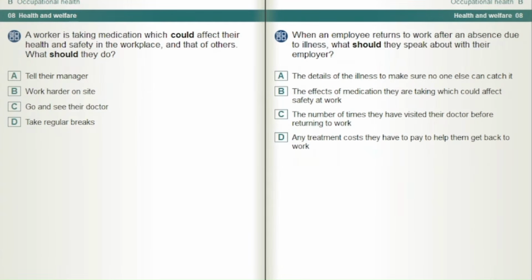A worker is taking medication which could affect their health and safety in the workplace and that of others. What should they do? Tell their manager. Work harder on site. Go and see their doctor. Take regular breaks.